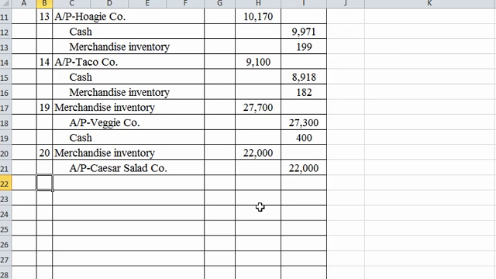But this problem just deals solely with the purchase of inventory and the payments for those purchases. Okay, next, after the 20th, we have the 30th: paid Caesar Salad Company for the invoice of the 20th, less discount. Well, let's look back to the 20th. The purchase was for $22,000, and they offered a 1% discount. So let's go over here and make our calculations.